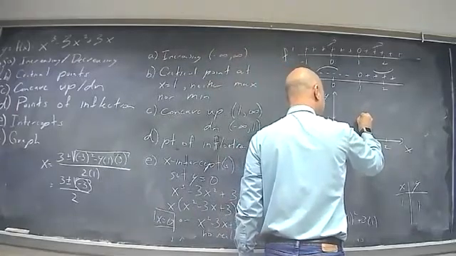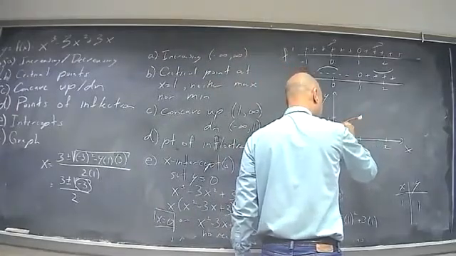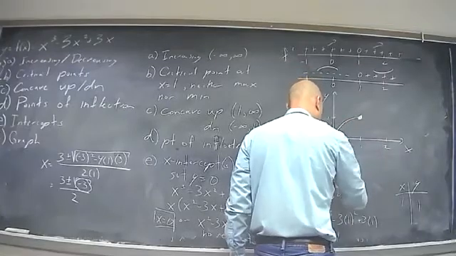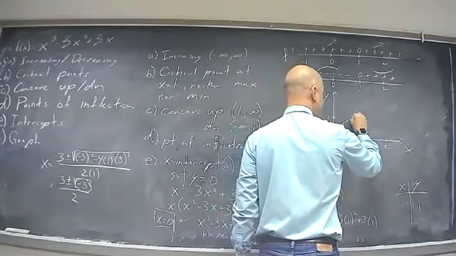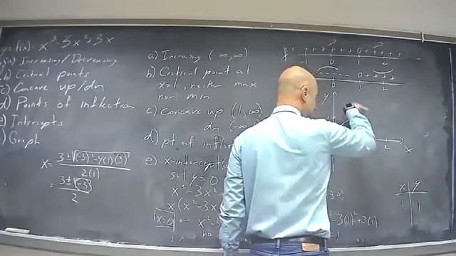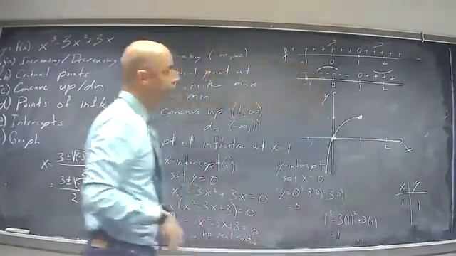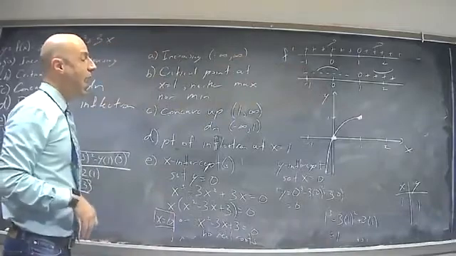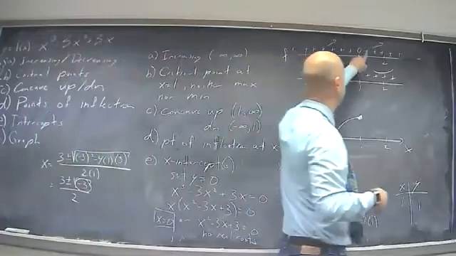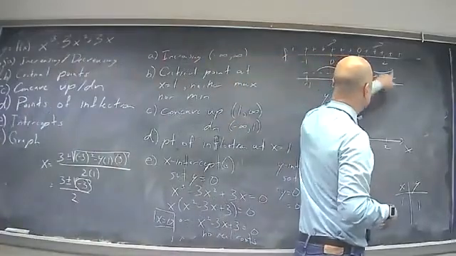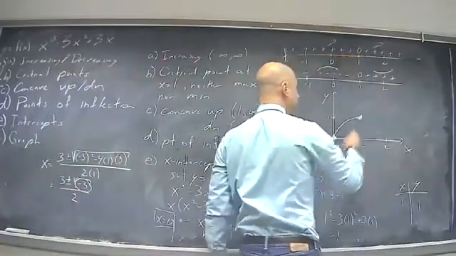So increasing on a hill looks like that. Should have a horizontal tangent line right here. It should be level. After that point, we are still increasing. But this time, concave up, increasing in a valley.